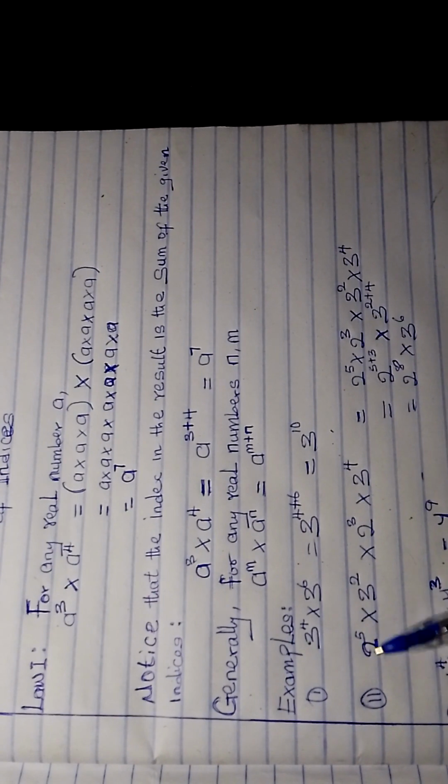Example number 2. 2 raised to the power of 5 multiplied by 3 raised to the power of 2, multiplied by 2 raised to the power of 3, multiplied by 3 raised to the power of 4. In this manner, what do we do? We rearrange. I can see 2 here, I can see 2 here. So I rearrange it: 2 raised to the power of 5 comes first, multiplied by 2 raised to the power of 3, which comes second, then multiplied by the 3's: 3 raised to the power of 2 multiplied by 3 raised to the power of 4.